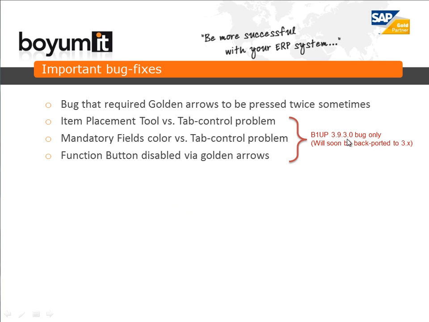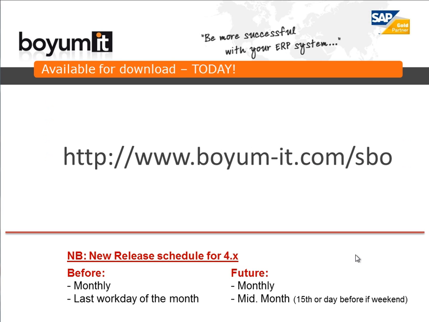Also, in 3.9.3, which was the latest version, we introduced a general problem with the tab control. Some people have hit it, some people haven't, but it was all about some internal flowing of the system. That is fixed now in 4.0. And these fixes will also be ported back to 3.9. So 3.9.3.1 will be introduced in a few weeks.